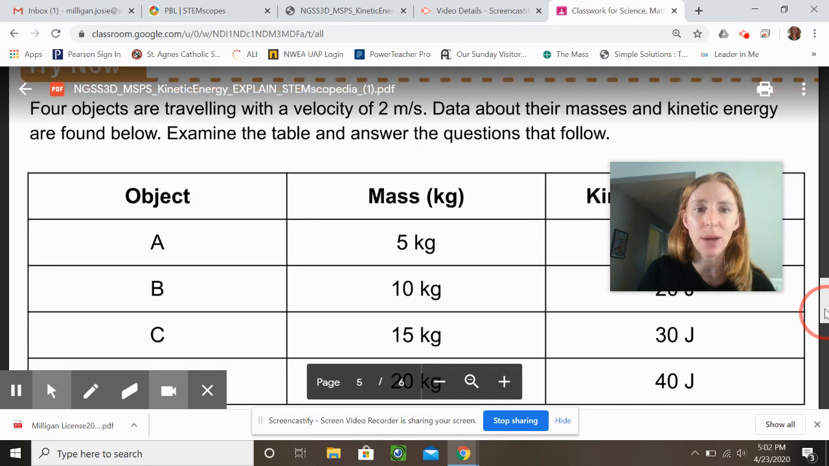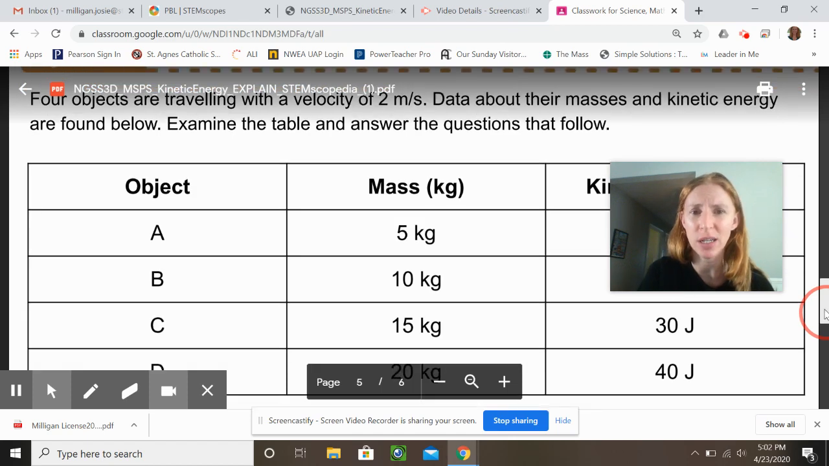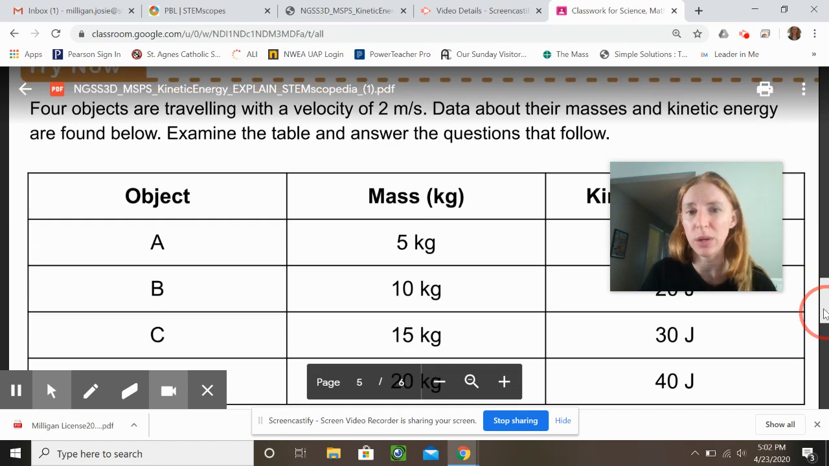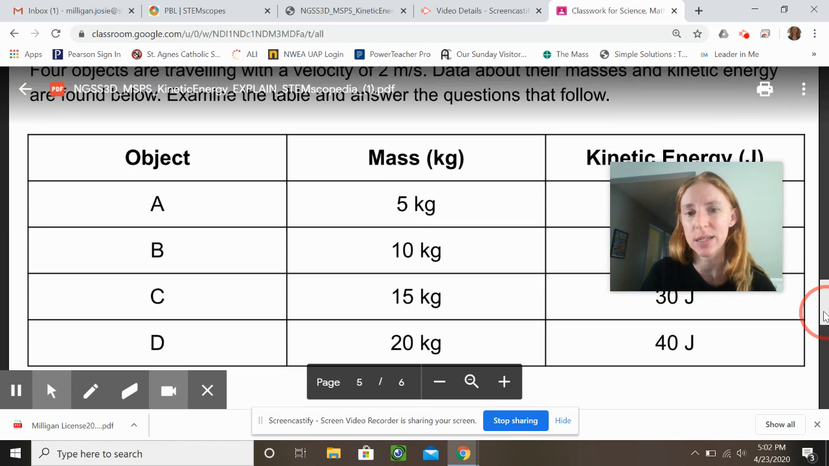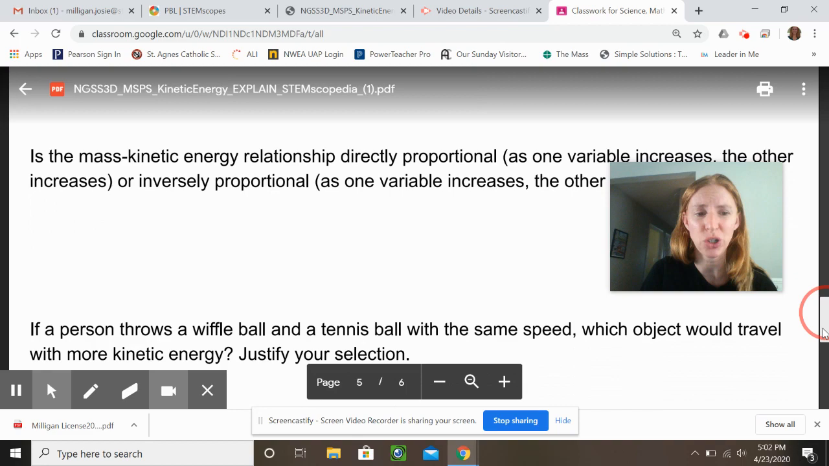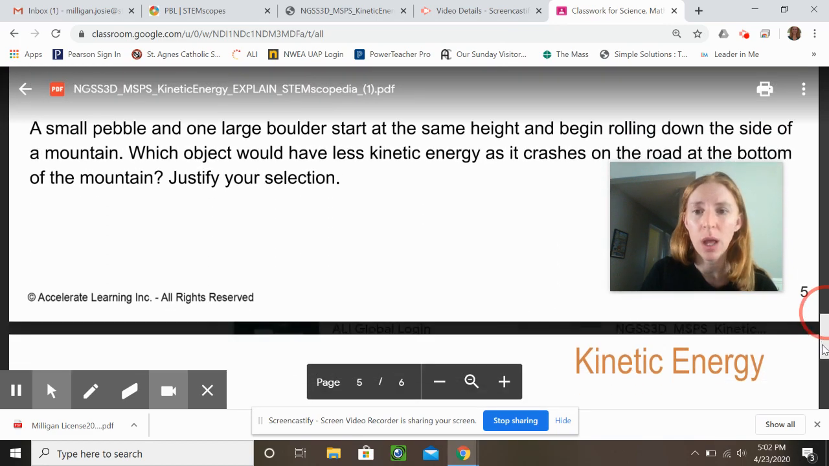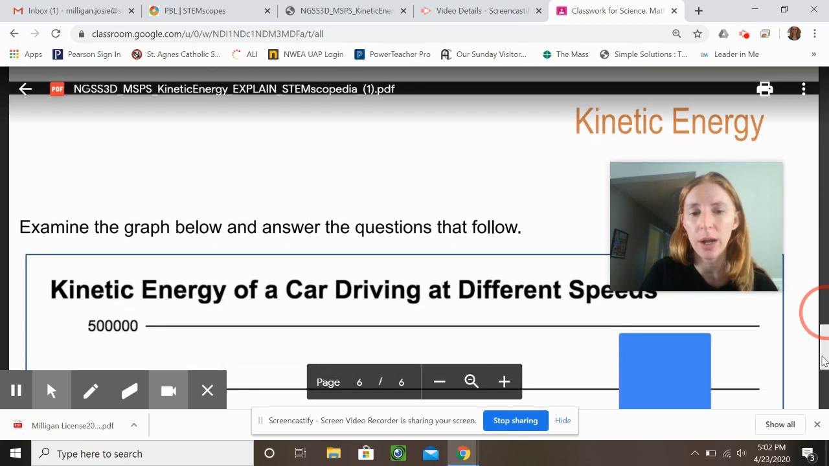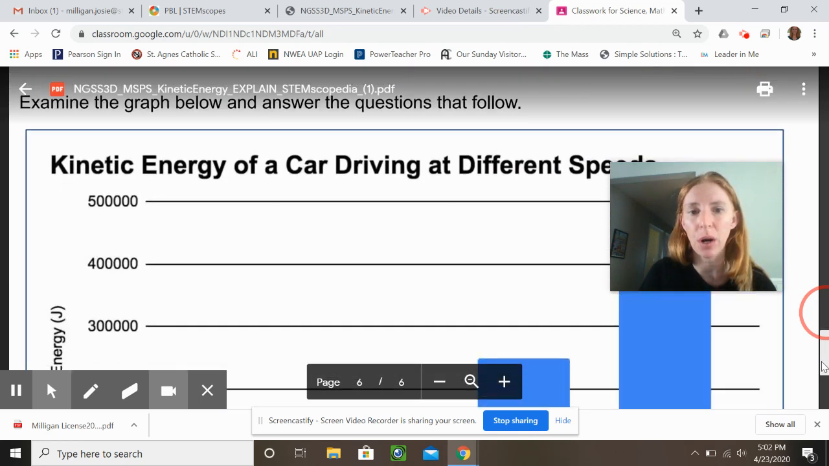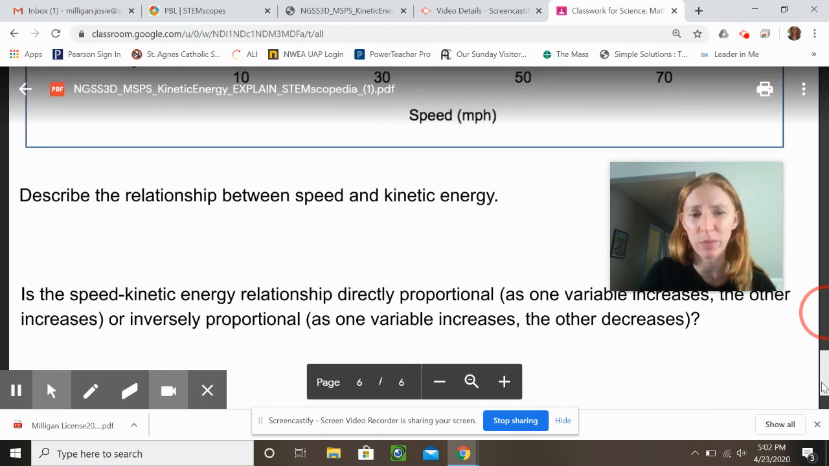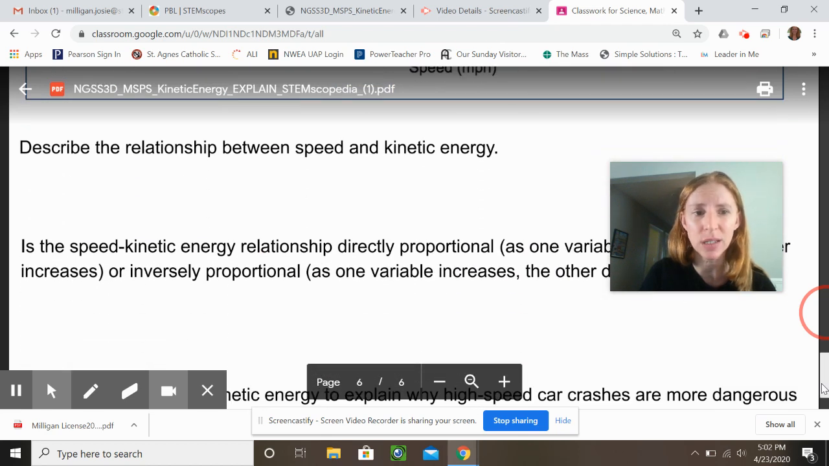And these are objects that are traveling. They have a velocity of 2 meters per second. So they can go 2 meters for every 1 second. Answer these questions. And if you have questions, let me know. But hopefully we'll go over these together on Tuesday for our science lesson because it really does relate with math, about stuff we've been looking at with graphs and things.